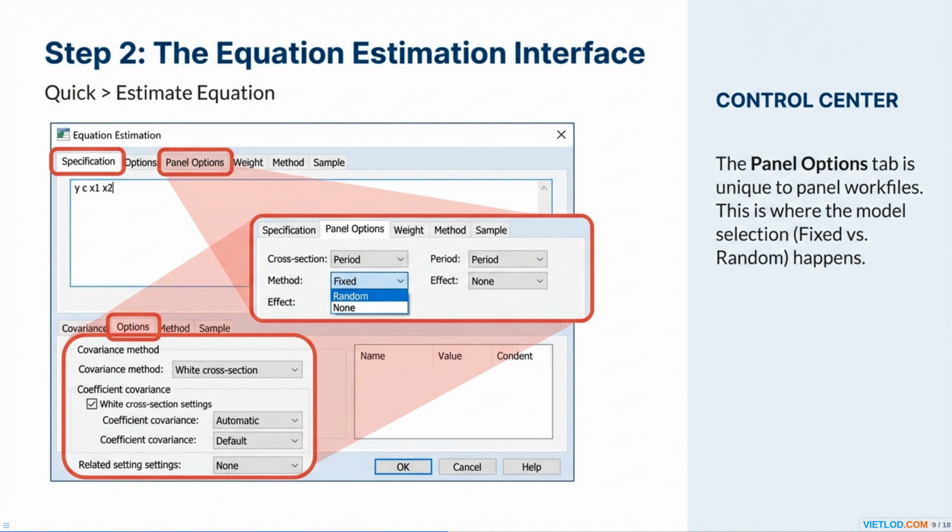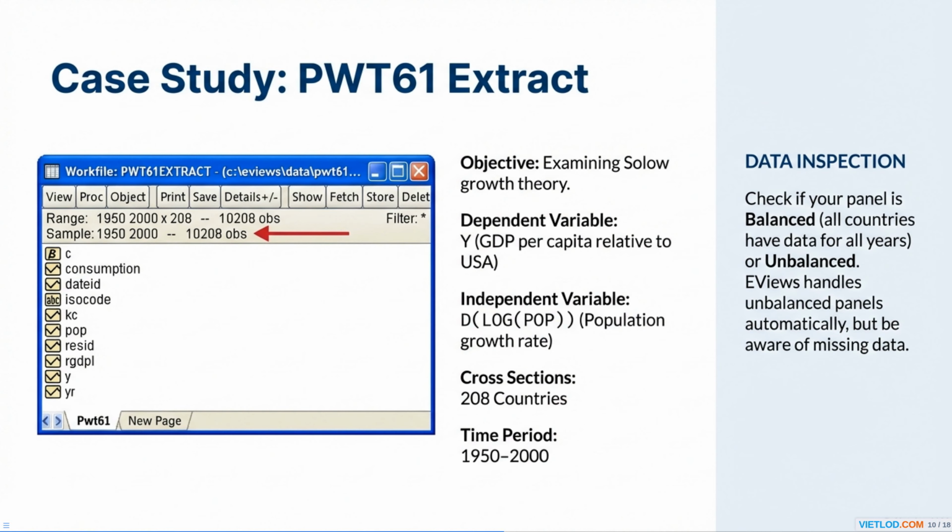Additionally, the Options tab allows you to specify the covariance method. For robustness, it's a best practice to select a method like white cross-section or other robust standard errors to correct for potential heteroskedasticity in your panel data. This ensures your statistical inferences are valid.